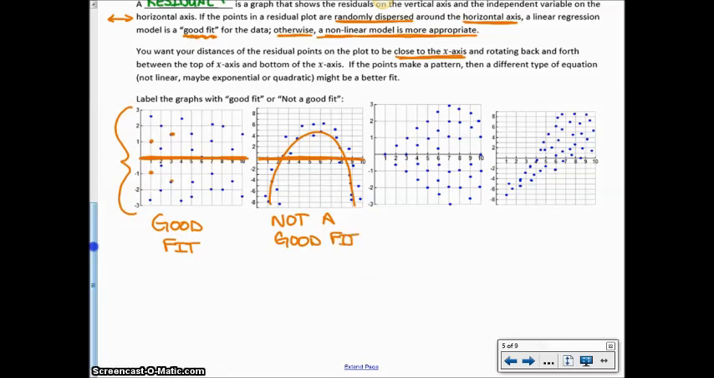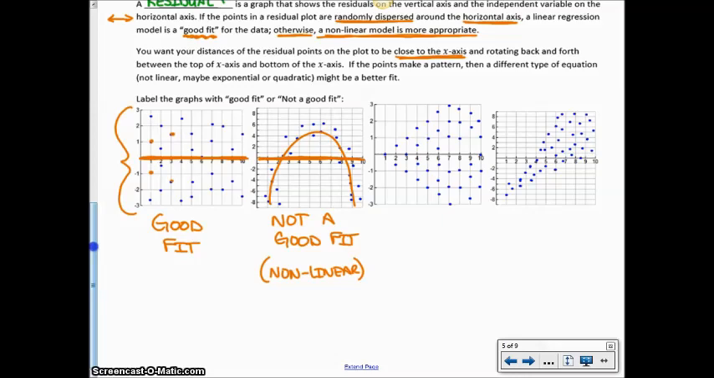And that's what we're going to do with each one. We're going to say whether it's a good fit or not a good fit. So this means that it's probably an exponential, so a nonlinear model would work better for that. A linear regression does not work well for that data set.